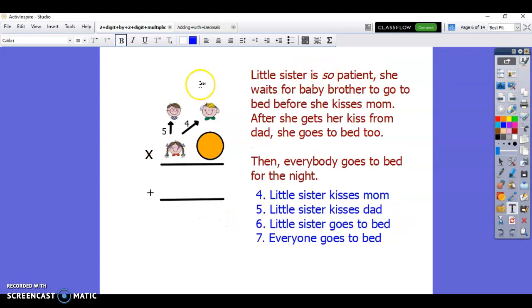Next step, here's little sister who is so patient. She is the big sister. She waits up for baby brother to go to bed before she kisses mom. And after that, she kisses dad. Then she goes to bed. And then we add up everything and everybody's able to go to bed, which is your final step there.